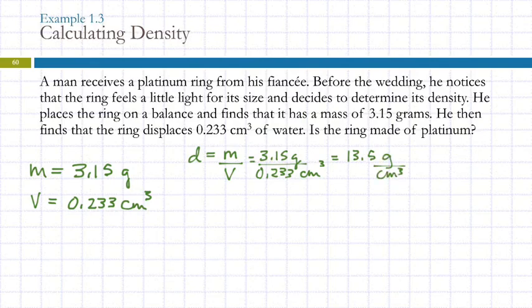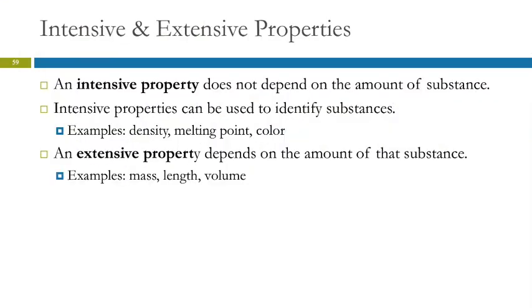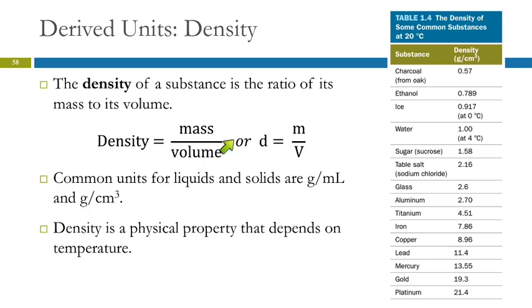Does that immediately tell us whether it's platinum or not? Only if we happen to know the density of platinum off the top of our heads. So let's go back here and look. Come on, pointer. Yes. I don't know what's up with that. Down there, you can see it. The platinum density is 21.4. The density we calculated is closer to the density of mercury. Could you make a ring out of mercury? No, it's a liquid at room temperature.